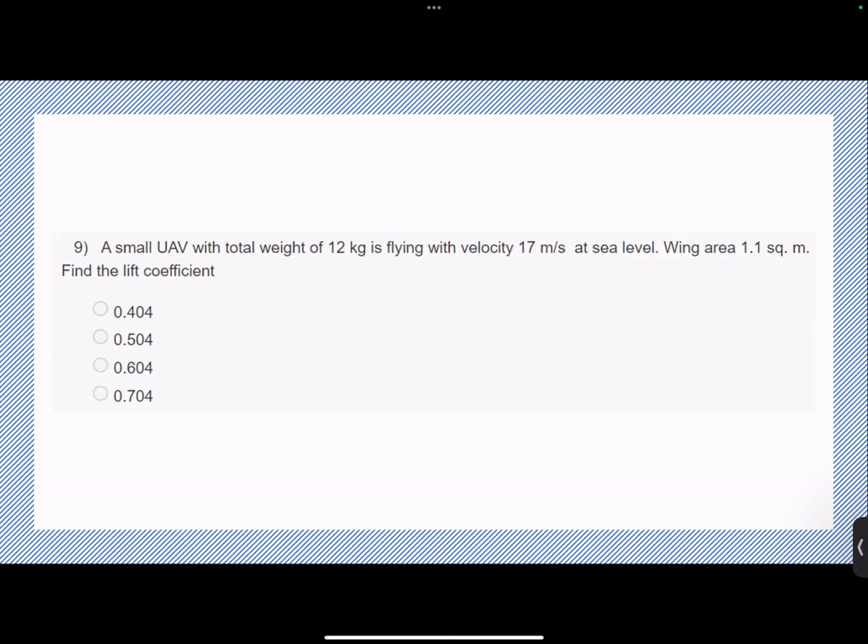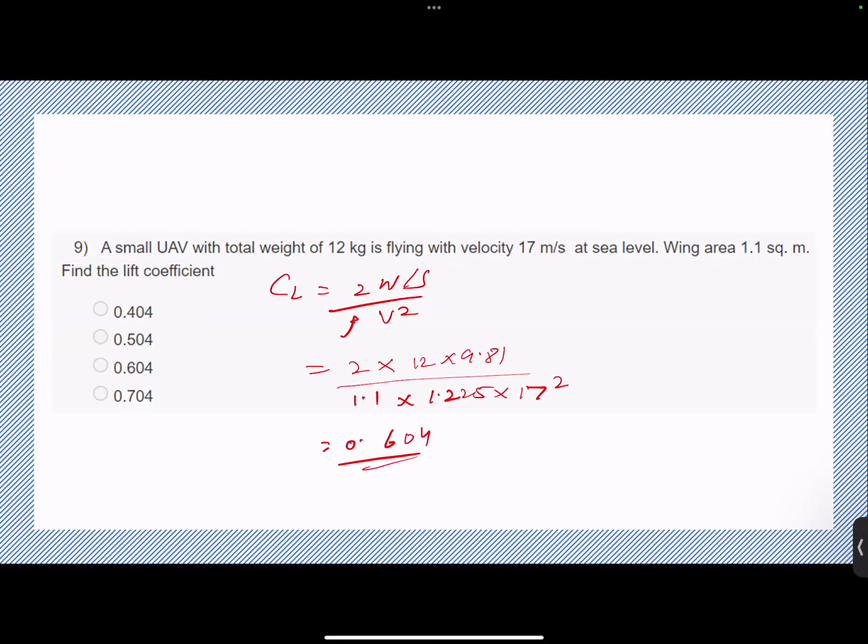So it's fairly simple. You just have to find out the lift coefficient. What is the equation for that? 2W by S by rho V square. And you have 2W is 12 into 9.81 by S is 1.1. Density is at sea level, so 1.225 and 70 squared. Right? So if you solve this, you get it as 0.604.